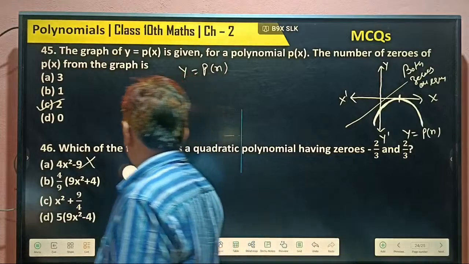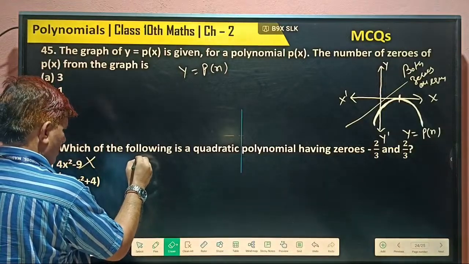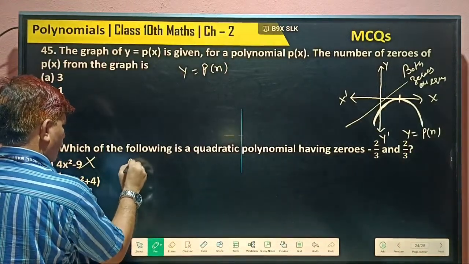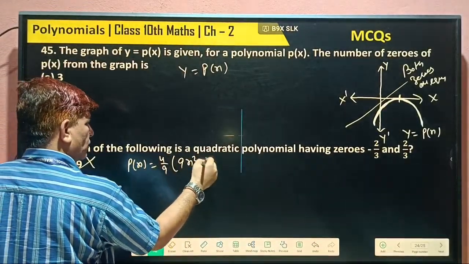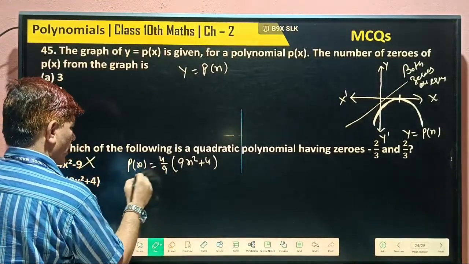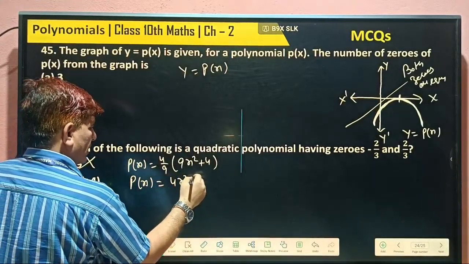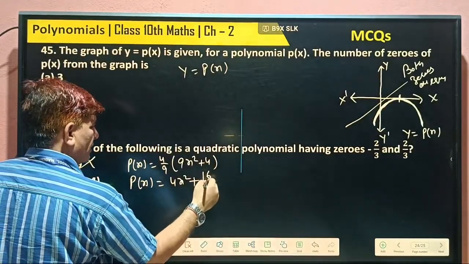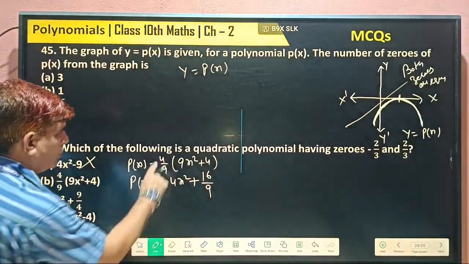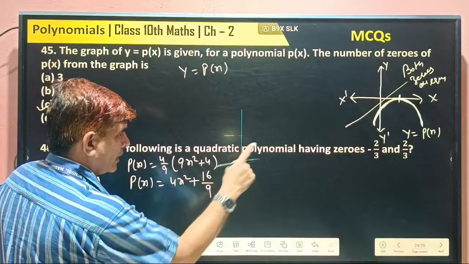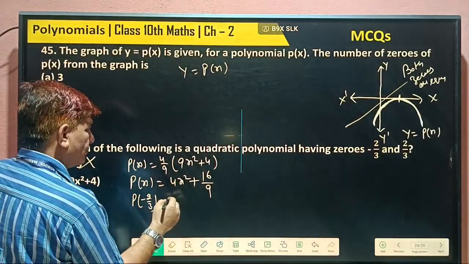What's the second one? The second one is given, p of x is equal to 4 by 9 into 9x square plus 4. Understood? And if we write p of x, what is this? 4x square plus 4 4 is 16 by 9. And what are we taking? p of minus 2 by 3 we have taken. So what does it become?